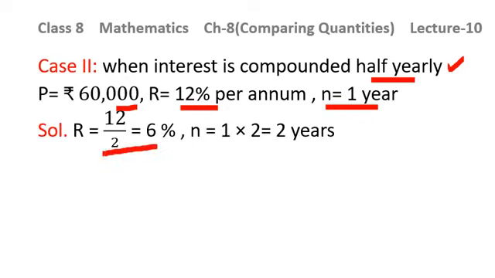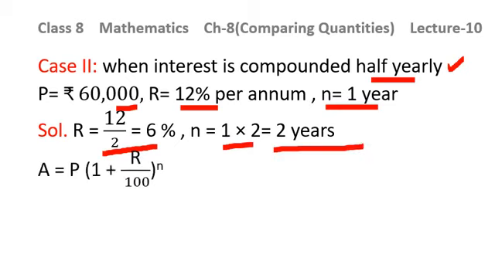So it will be 12 over 2, that will be 6%. n will be multiplied by 2, that is 1 into 2, it will be 2 half years. So simply putting the values, principal 60,000, 1 plus R, that is 6 over 100, raised to the power 2.